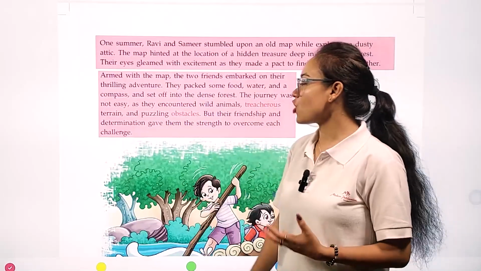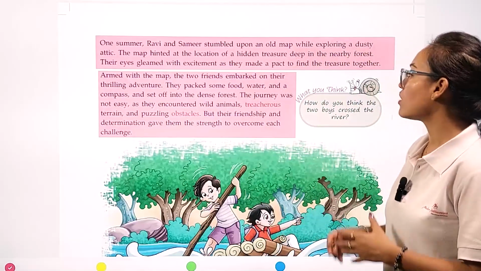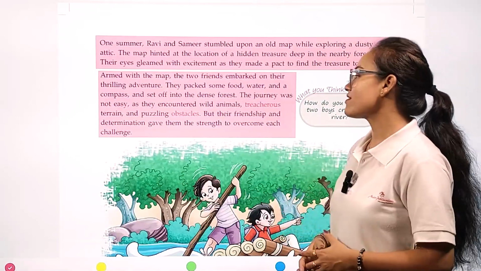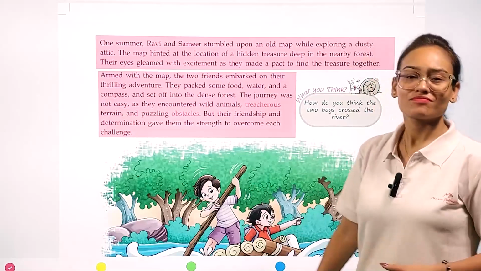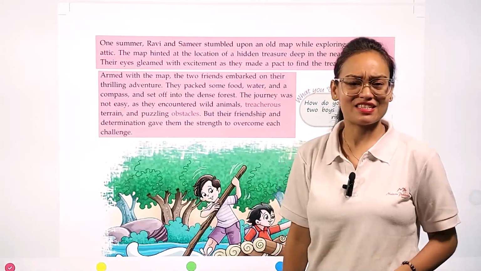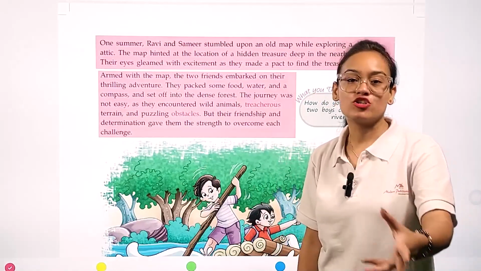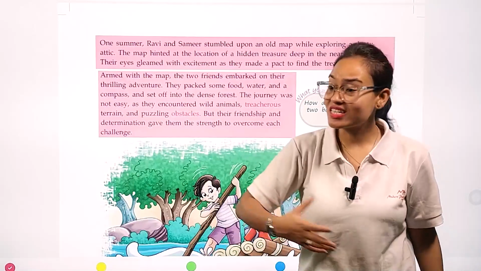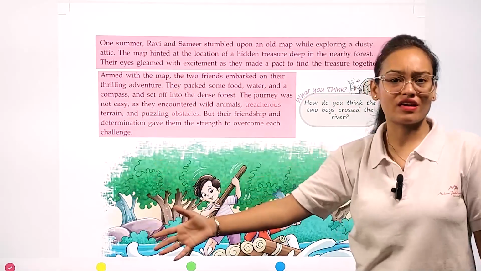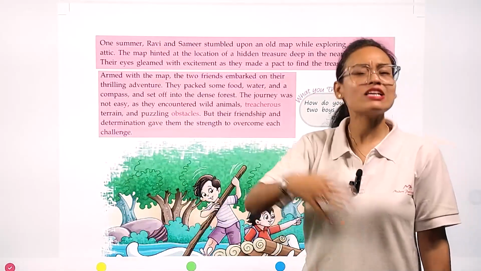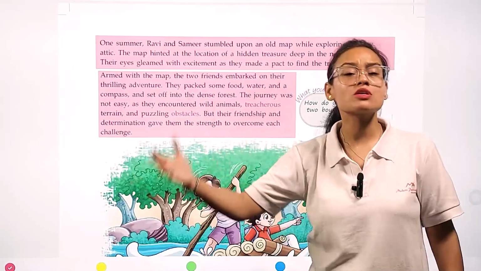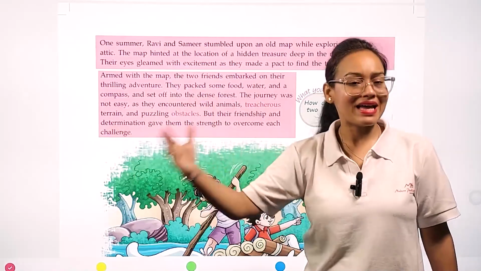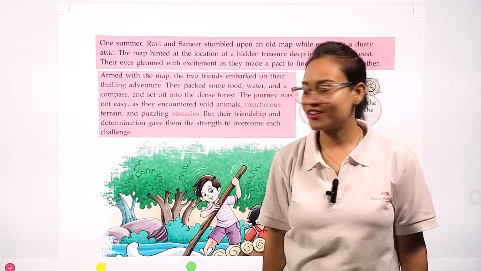The journey was not easy as they encountered wild animals, treacherous terrain, and puzzling obstacles. See, that journey was not very easy. That journey was full of danger. The first danger comes in the form of wild animals. Now, the terrain of their path is very uneven. They face many obstacles, they face many problems while crossing the area to reach that dense forest.